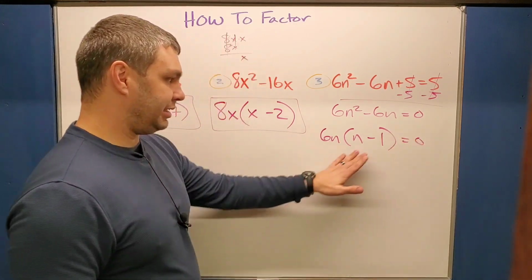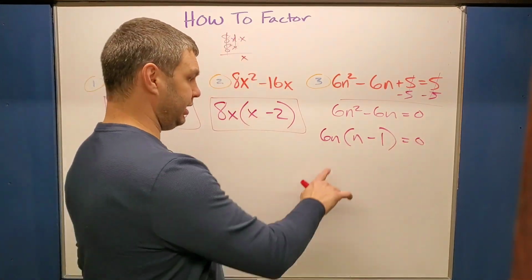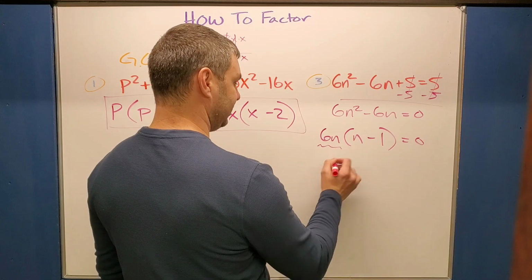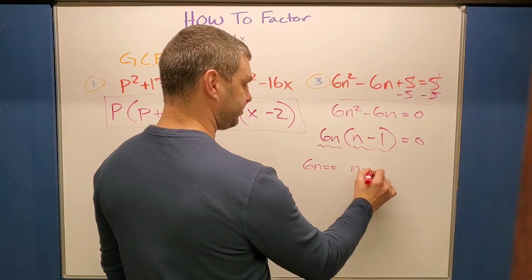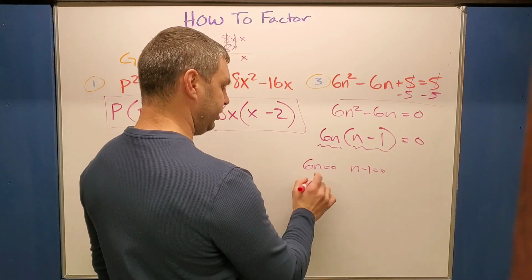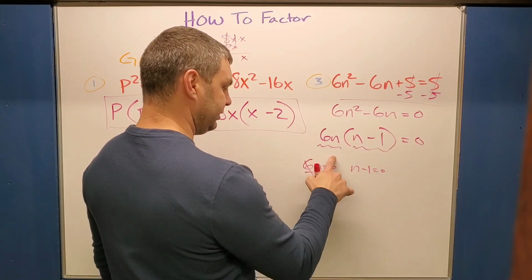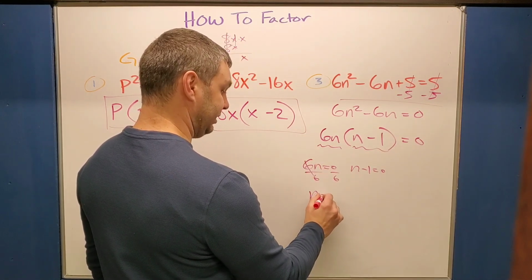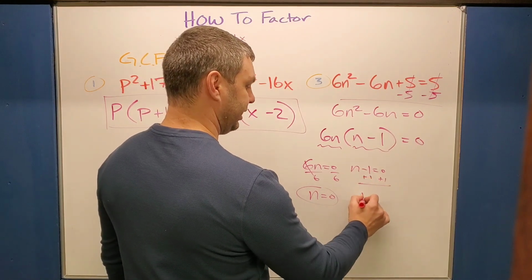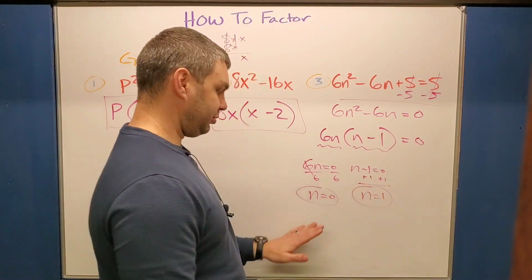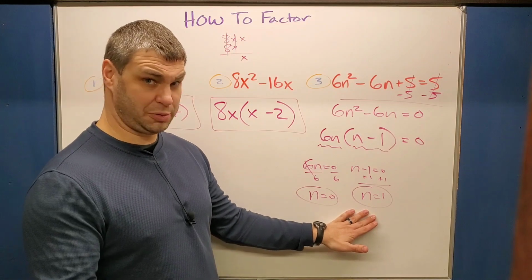Now because it equals 0, you can actually solve it. I'm going to say both of these parts, the 6n, I'm going to set that equal to 0, and the n minus 1, n minus 1 equals 0. Here, if I divide by 6, 0 divided by 6 is still 0, so n is going to equal 0. In that one, if I add 1 on both sides, I get n equals 1. So this one actually has answers because there's an equal sign.